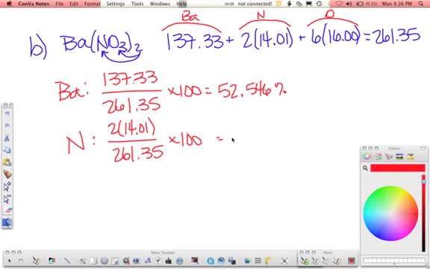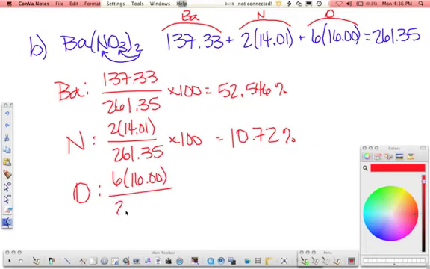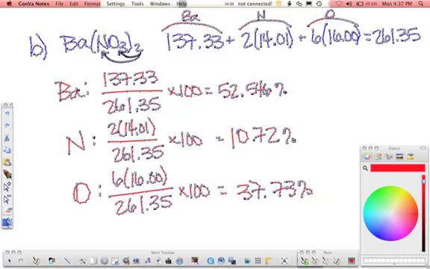And that is equal to 10.72%. Then for our oxygens, we take 6 times 16 divided by the 261.35 times 100, and you get 37.73%. And don't forget, if you want to double check yourself, just add all these up and make sure that it adds up to something that is really close to 100, and you know you're right.